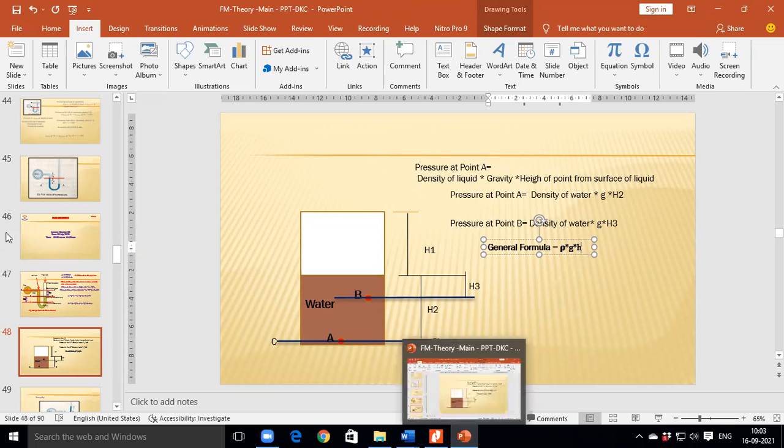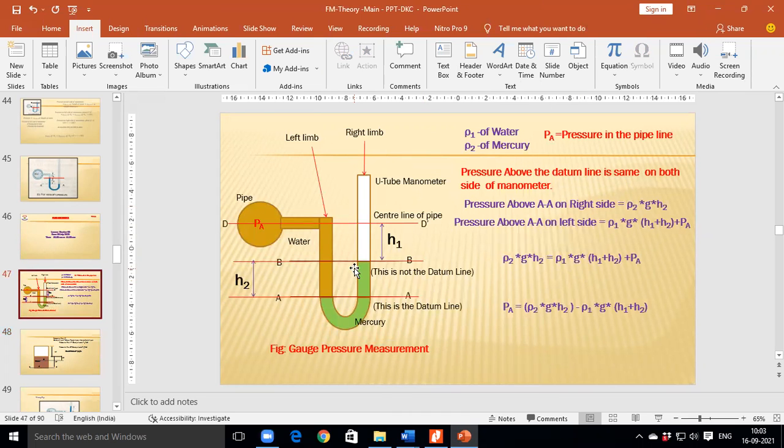Okay, as far as this manometer is considered, this H1 represents height from the surface of the liquid. Instead of surface of liquid, here center of the pipe till the surface of mercury. Suppose here point B and here point A. What is the height of point A from the center of pipeline? H1 plus H2.